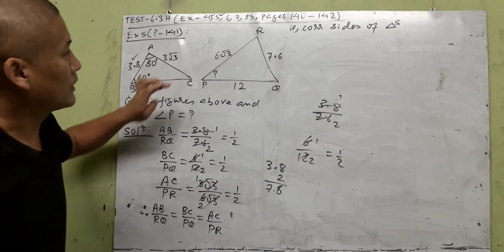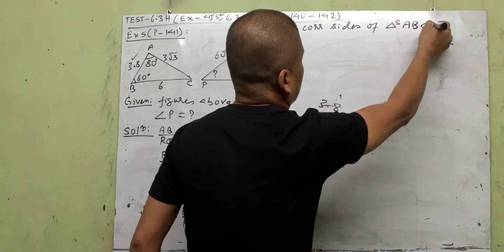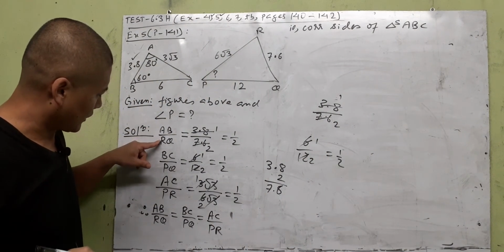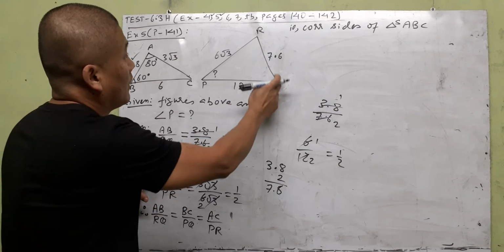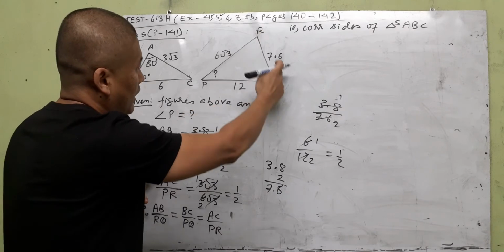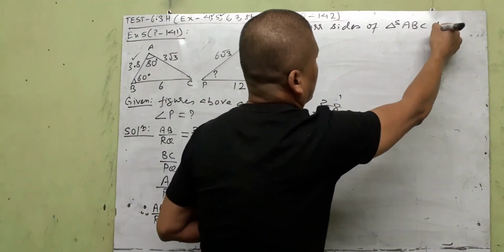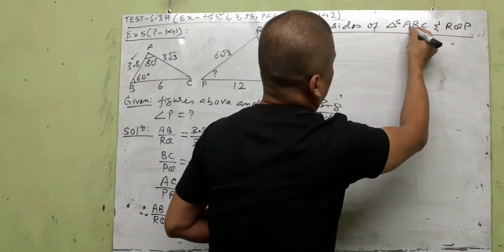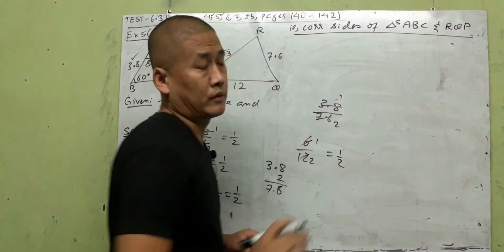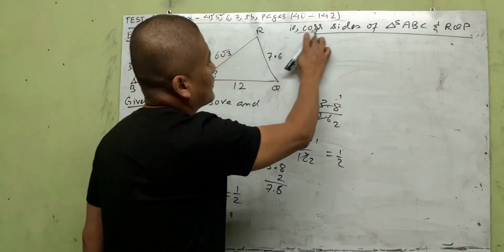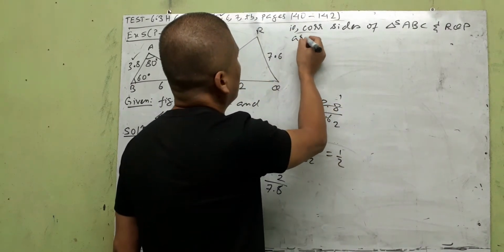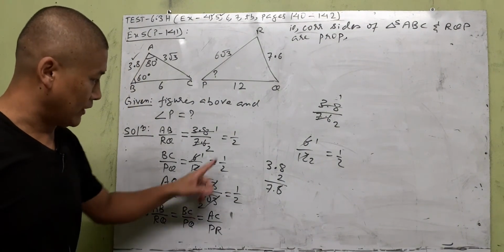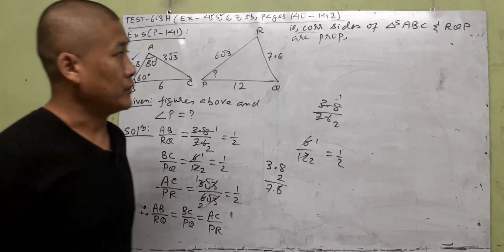So it should be ABC. If you went from here 1, 2, 3, you also should go in the same order: RQ, PQ, so you have to go RQP. If you don't do that, it will become wrong in writing similar triangles. First letter A corresponds to R. That is very important, okay. So in these corresponding sides, the two triangles are proportional because their sides are in equal ratio, 1/2, 1/2. Equal ratio means proportional.